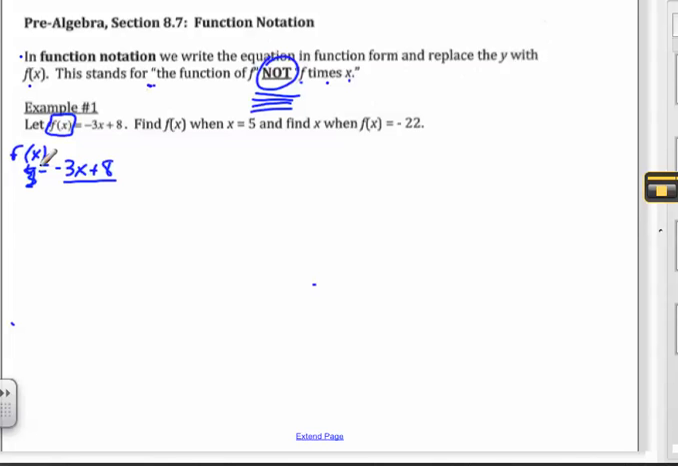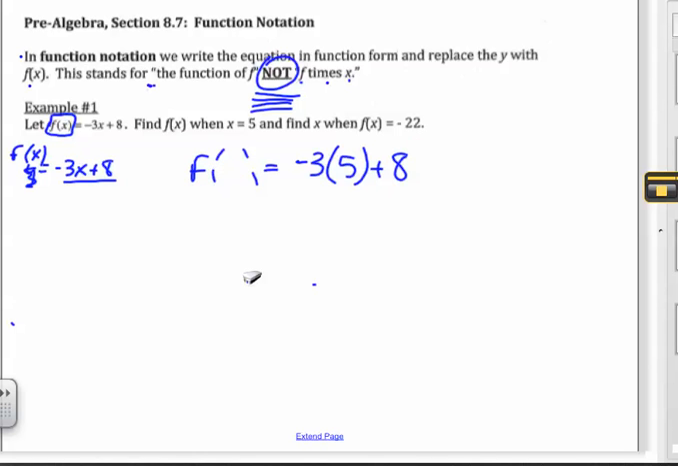All right? Now, it says find f of x when x equals 5. And find x when f of x equals negative 22. Okay, that's fine. Remember what this is telling us. First, it says find f of x. So we're going to want to find f of x. What does it equal? When x equals 5. Do you see how I plugged 5 in for the x? Do you see that?